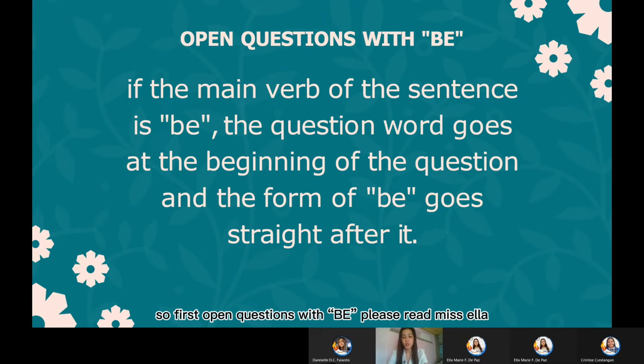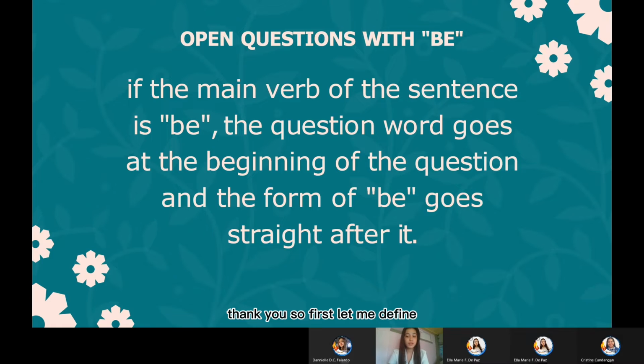First, open questions with be. If the main verb of the sentence is be, the question word goes at the beginning of the question, and the form of be goes straight after it.